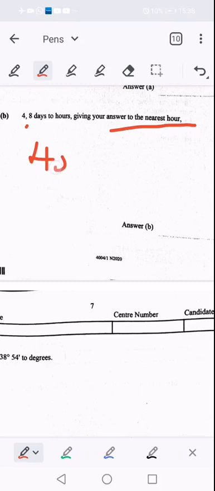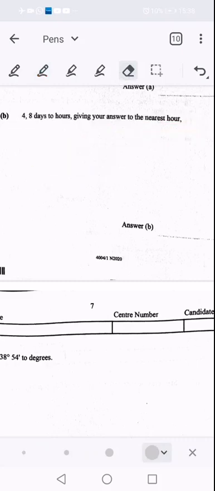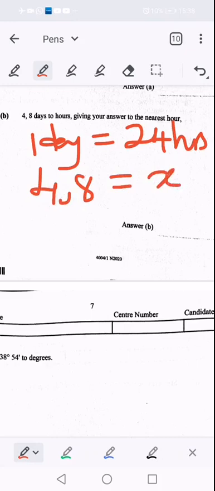So apo takapuwa 4,8 days, ndoza tiri kuti ti-converted. Atombozivi kuti idzi ma-hours mangani hatitozivi, sada kuti tidzitsvake. Right, so mu 1 day mune ma-hours mangani? 1 day is equal to 24 hours. Right, what about 4,8? Hatizivi, let it be x. Ukoona ndakushandisa futi simple proportion.